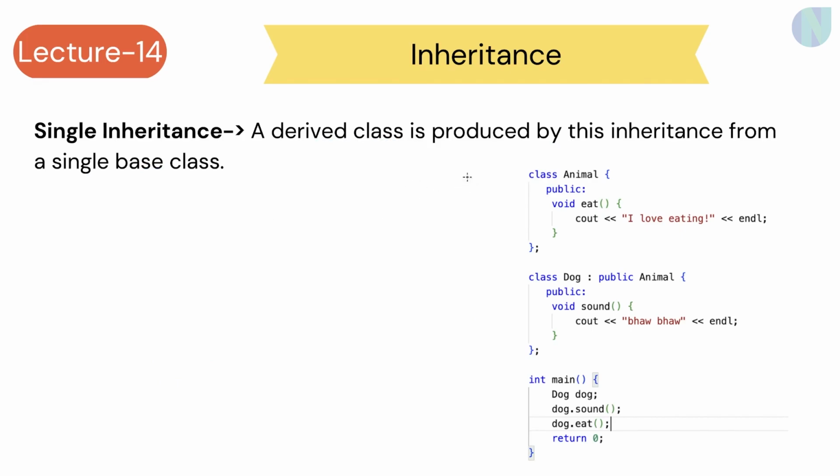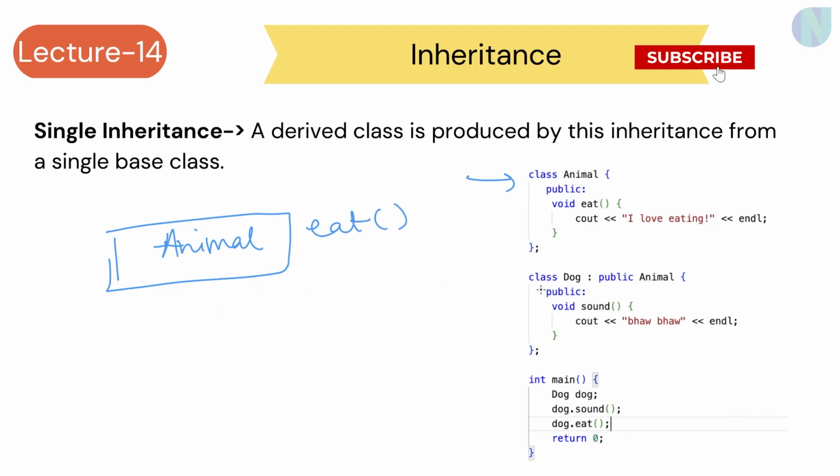So here you can see the class animal. Basically, animal is a class, and animal is having a property called eat. Now there is a class dog which is inheriting properties from class animal. So how does inheritance take place?